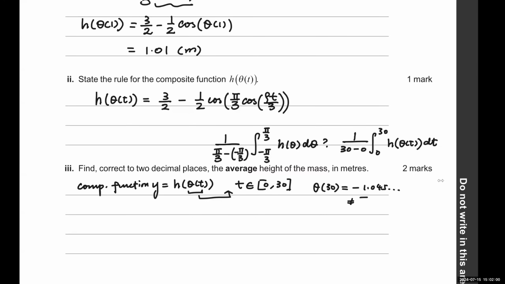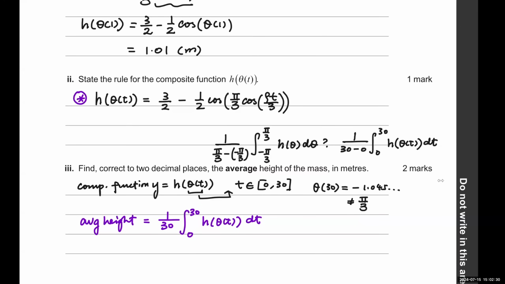This is not equal to pi over 3, okay? So actually, I wouldn't use 1 over the difference in theta value and integrate over theta. Instead, I would just use this equation here. So the average height eventually is 1 over 30, integrating from 0 to 30, h theta of t dt, okay?